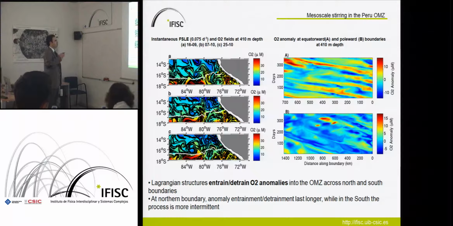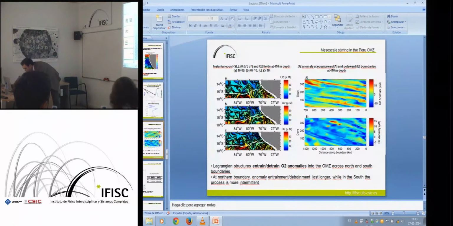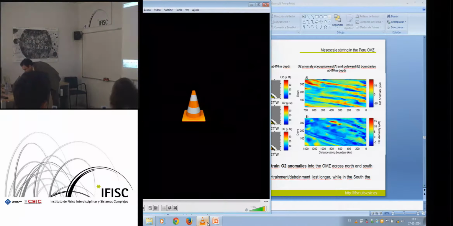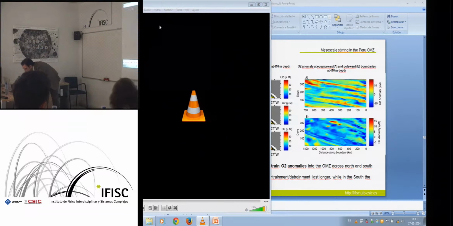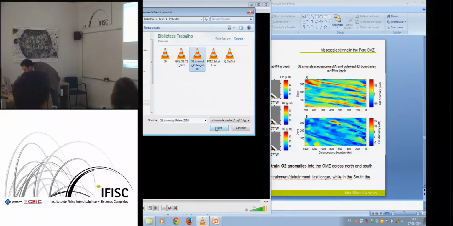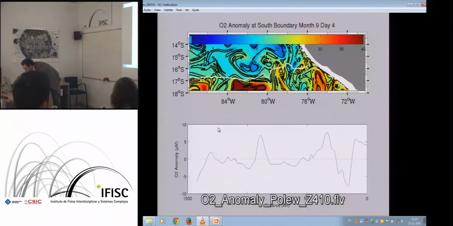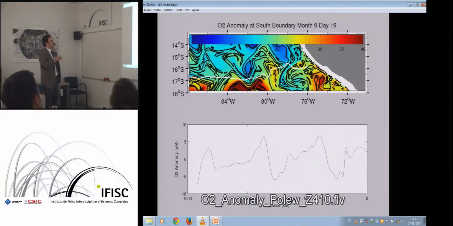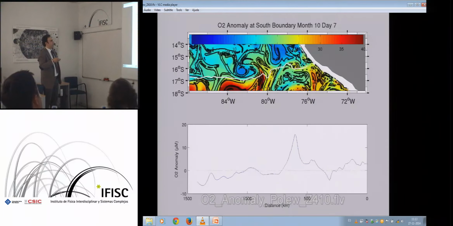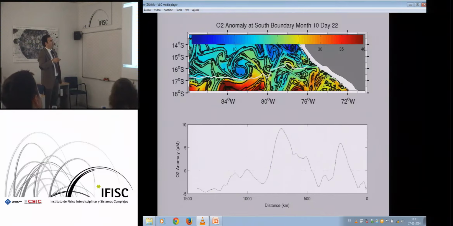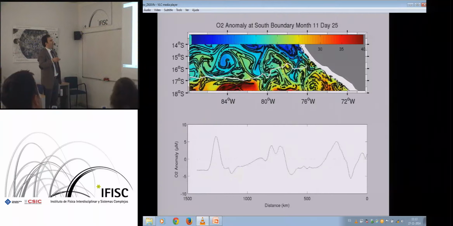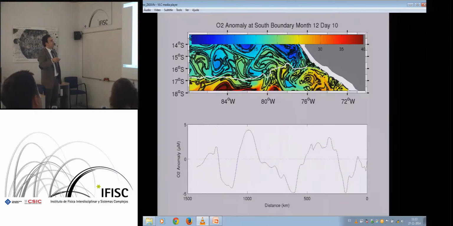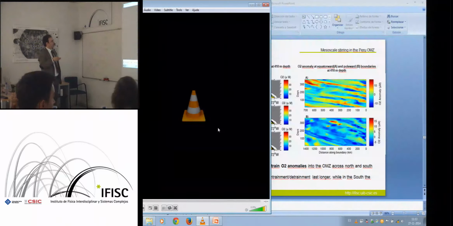And so we had seen that this correlation was solid, let's say, but we wanted to know why. So I'll show you this video. And here you can observe, this white line is the boundary of the OMZ, and here you can see high FSLE lines controlling the entrance of high oxygen into the OMZ.